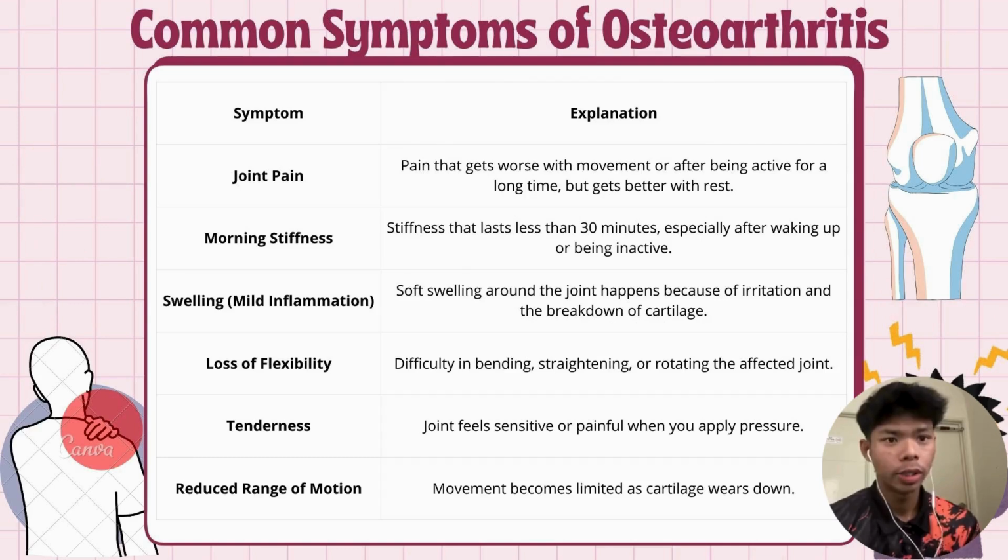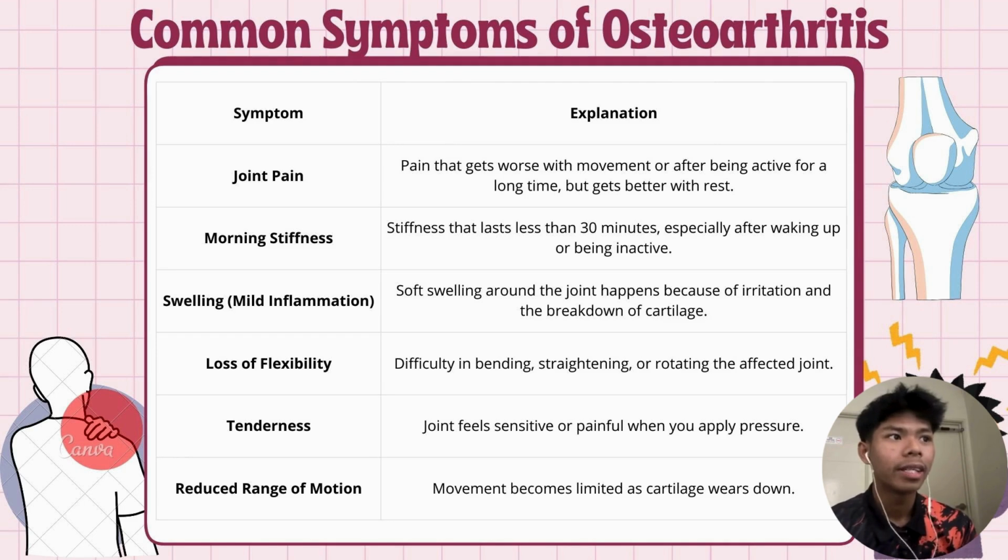Thank you for the explanation, Akila. So now we move on to the common symptoms of osteoarthritis. We have six symptoms here, along with their explanations. The first thing is joint pain.